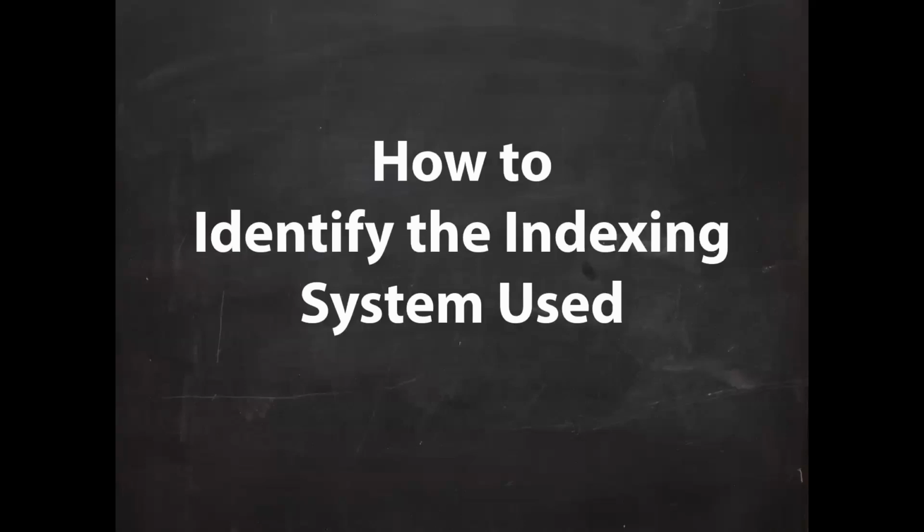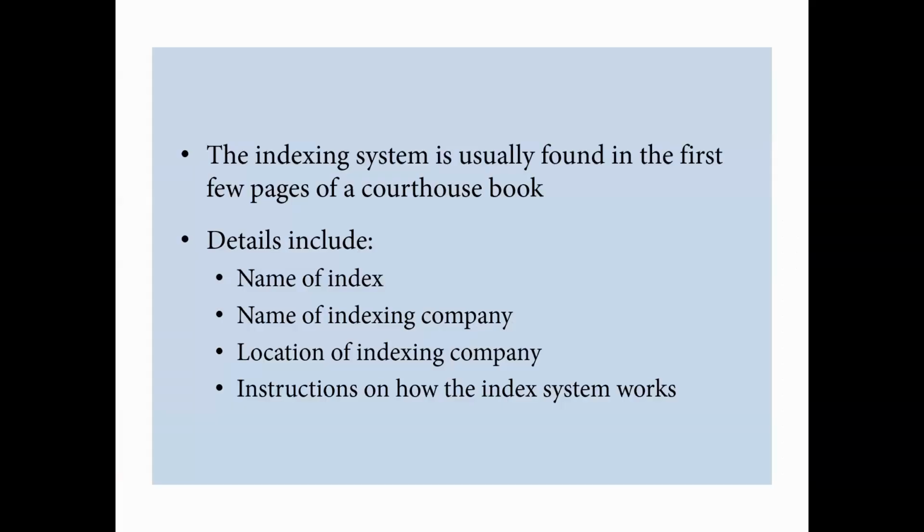Now, I know that was a lot, so let's talk about how we can actually identify what indexing system is being used when you're looking at different types of records. As a general rule, when you're looking at a lot of these different records, you want to start with going through the first few pages of a courthouse book.